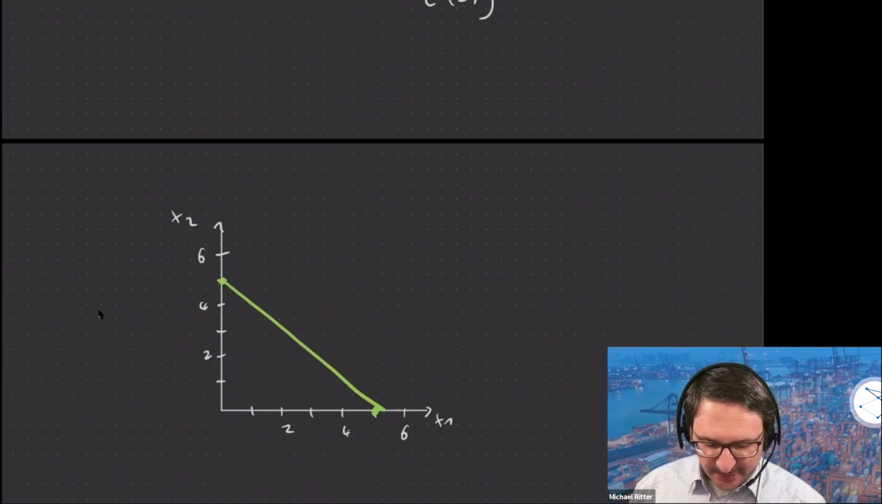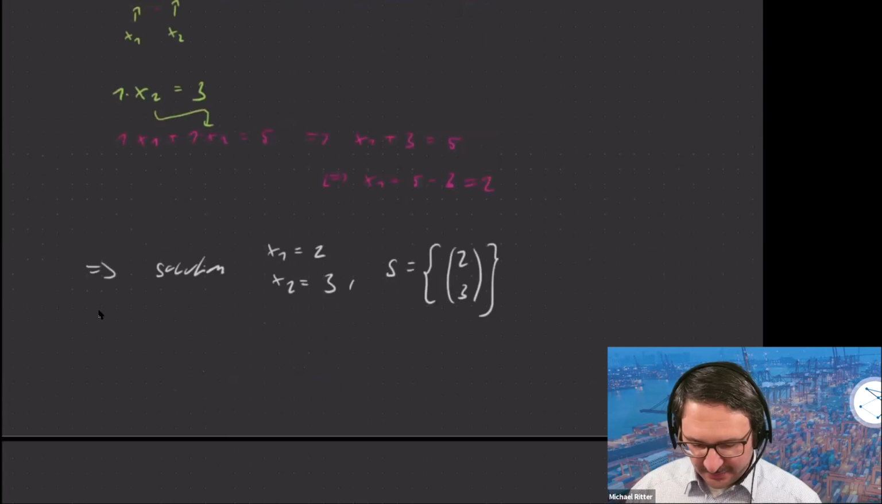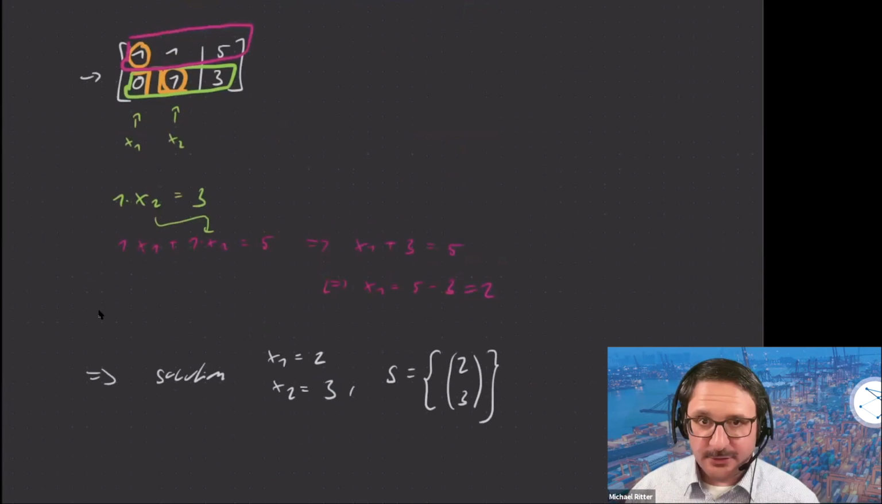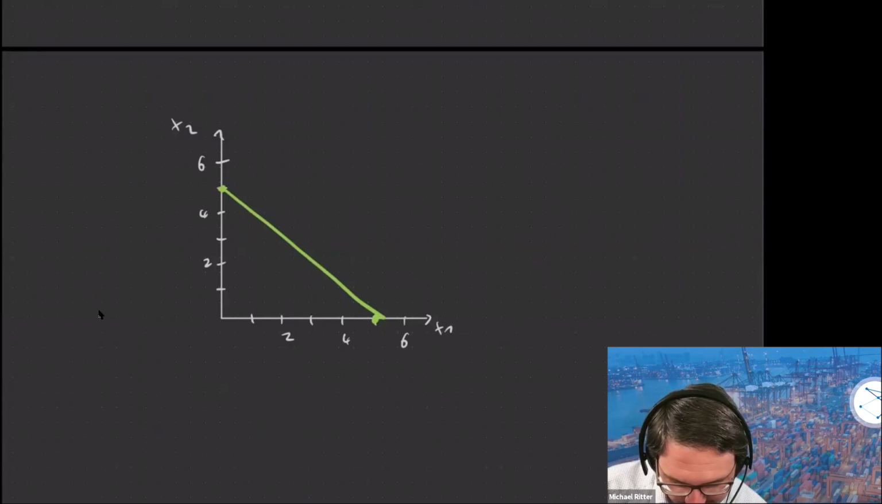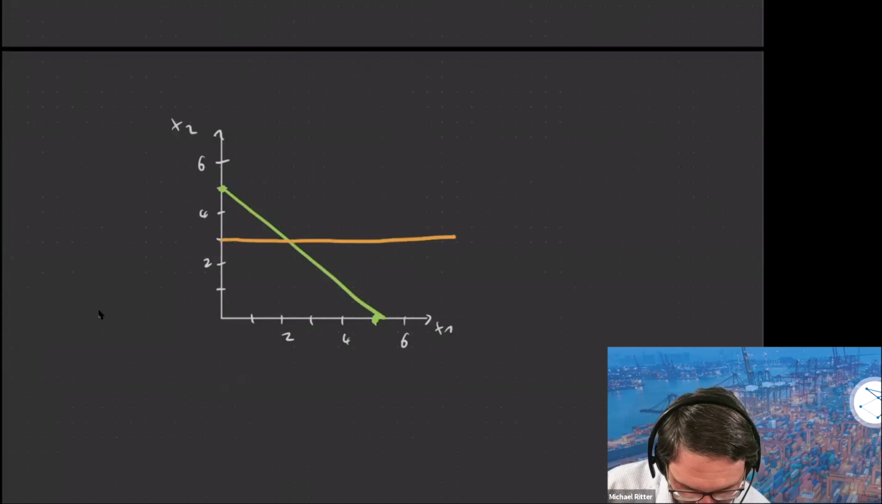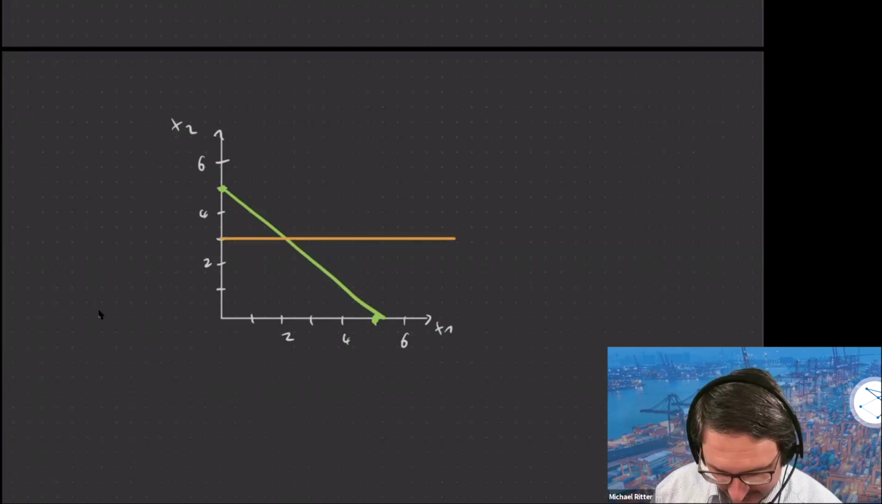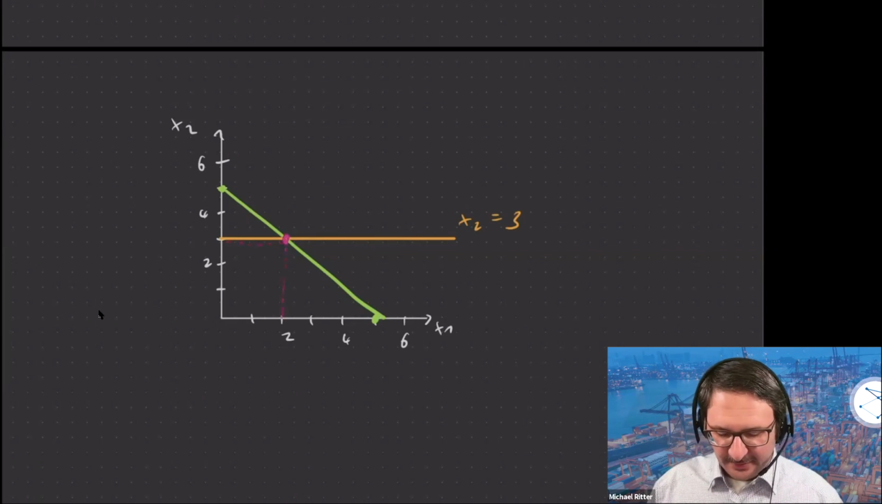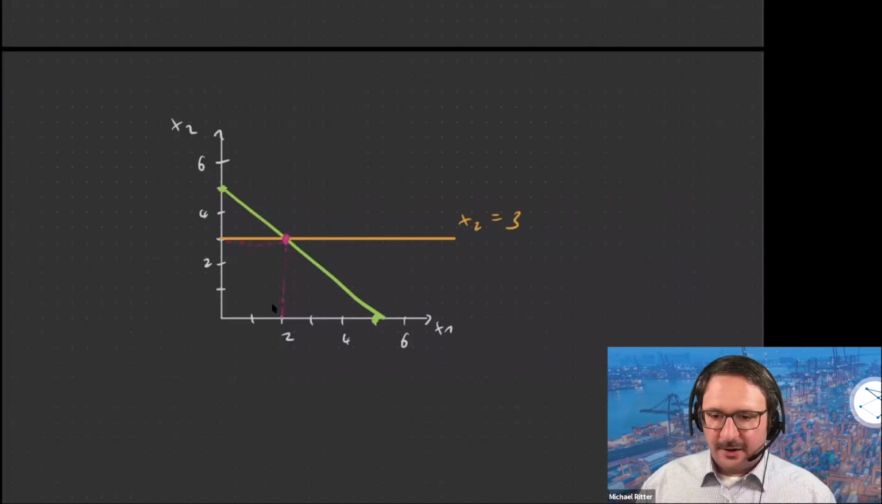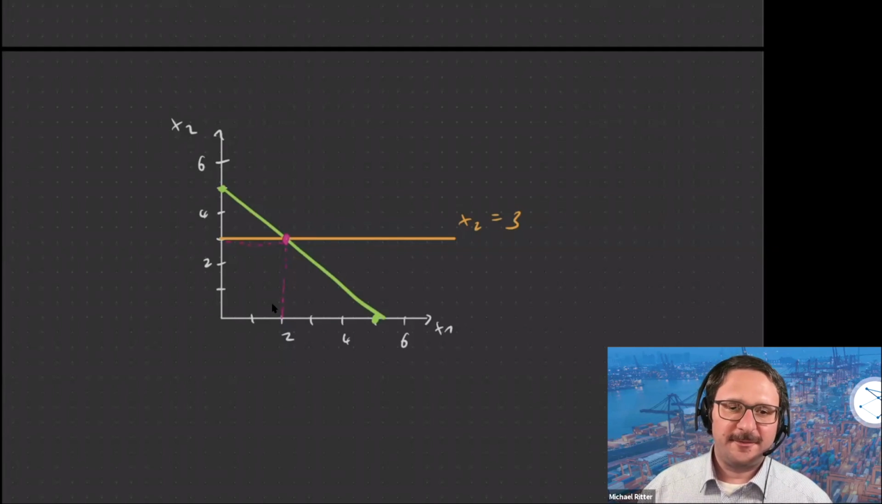And then there's this new equation that just says x2 equals 3. That's easy. Let's just draw this line here, x2 equals 3. And again, the intersection of the two, of course, did not change. Again, we have this intersection here at 2, 3. Okay, that completes the first problem on our sheet.